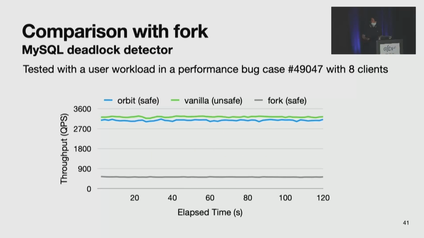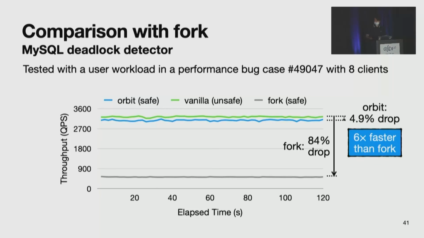We also compared with fork. We implemented a simplified fork version that does not even make modifications back. We ran a bug case workload with 8 clients. The fork version shows an 84% performance drop, while the orbit version only shows a slight drop. By throughput figures, orbit is 6 times faster than fork.